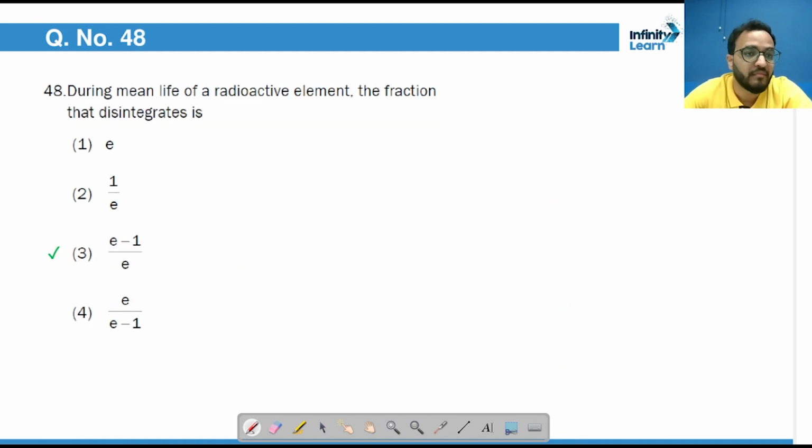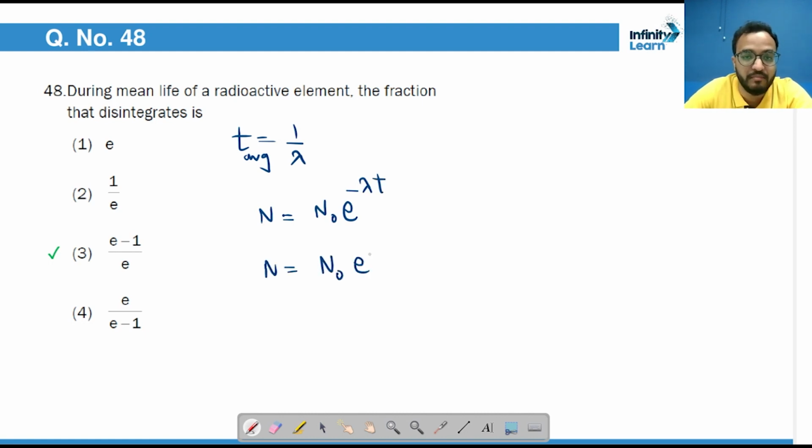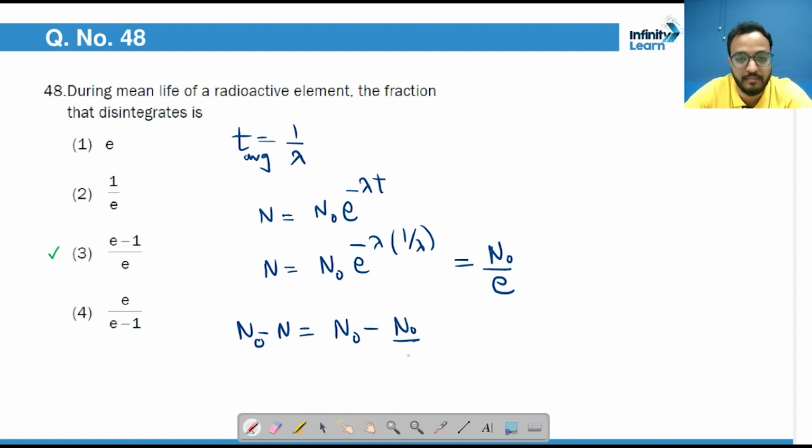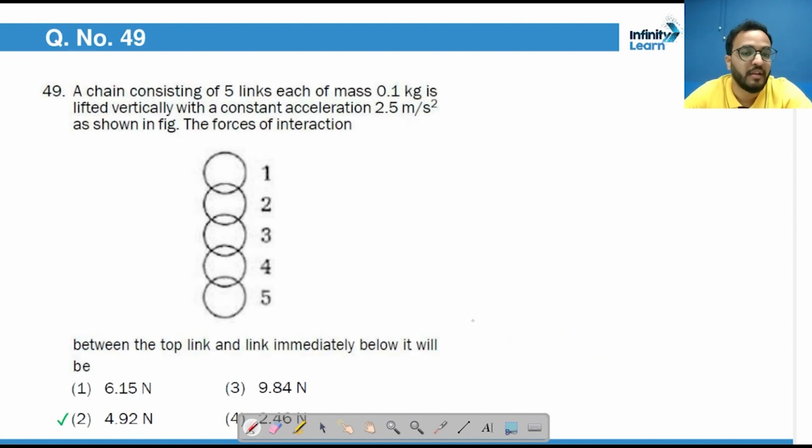Now, during mean life, mean life means T equals 1 by lambda, right? This is average life or mean life. The fraction that disintegrates: N is equal to N naught e to the power minus lambda T. So N is equal to, in one mean life, this is the remaining amount. The disintegrated amount is this. Got it?